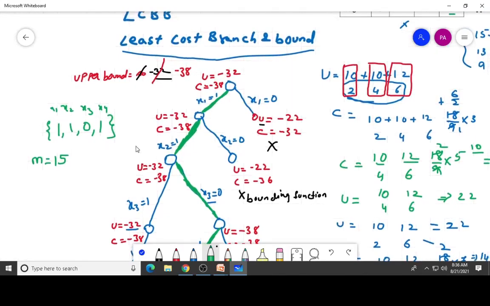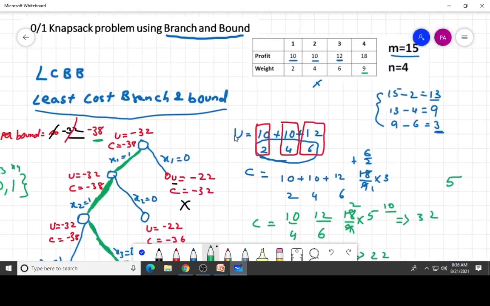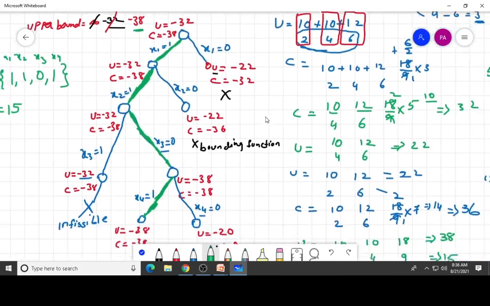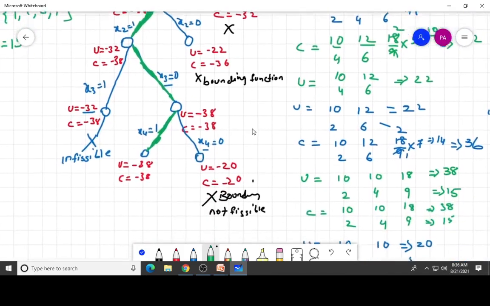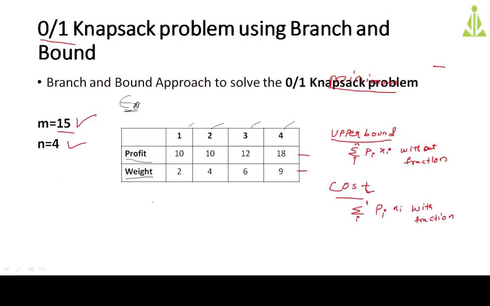So we used the least cost branch and bound technique, and we converted the maximization problem to a minimization problem. This is a textbook example, so you can check this 1 2 3 4 items, and we are solving one by one, and we got the answer here. So this is the problem and we got the answer. What is the answer now? First item I am adding, second item I am adding, but I am not adding the third item, and I am adding the fourth item.